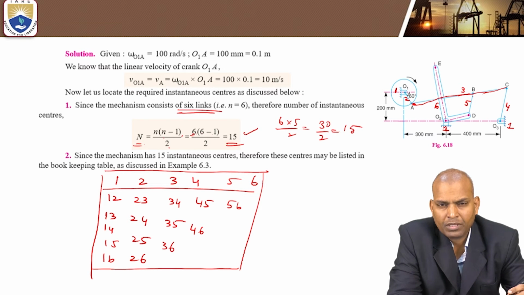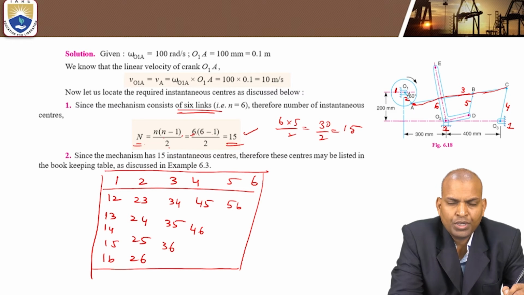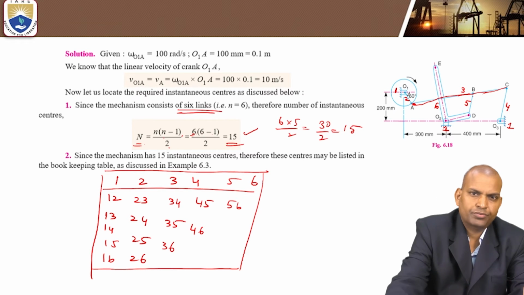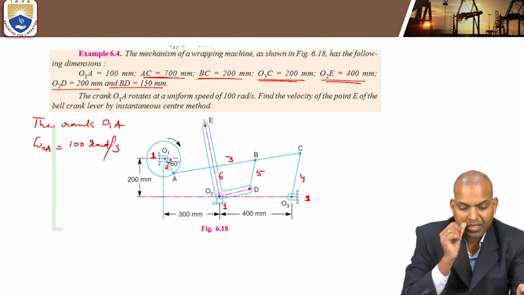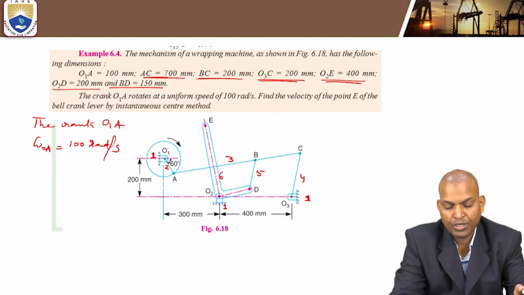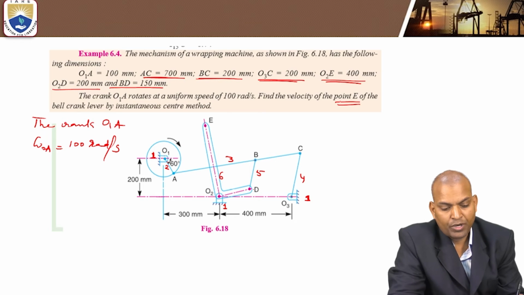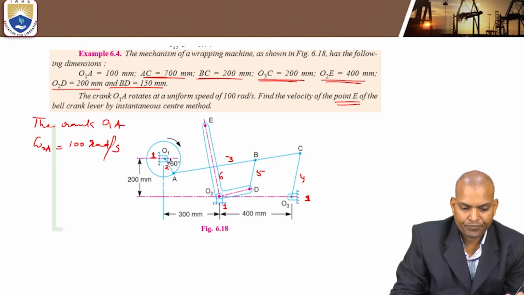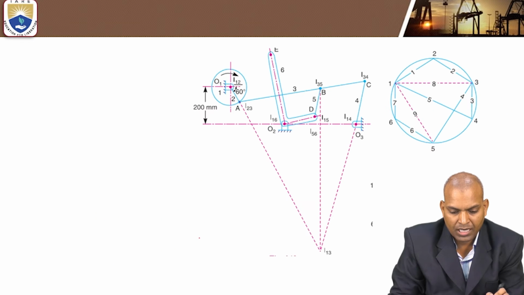So in this problem, locating all the I-centers is not asked. So no need to locate all the I-centers. Which I-center do we have to locate? Based on the objective, we have to find the velocity of the point E of the bell crank lever by the I-center method, the instantaneous center method. Okay, now these are the combinations and another diagram.